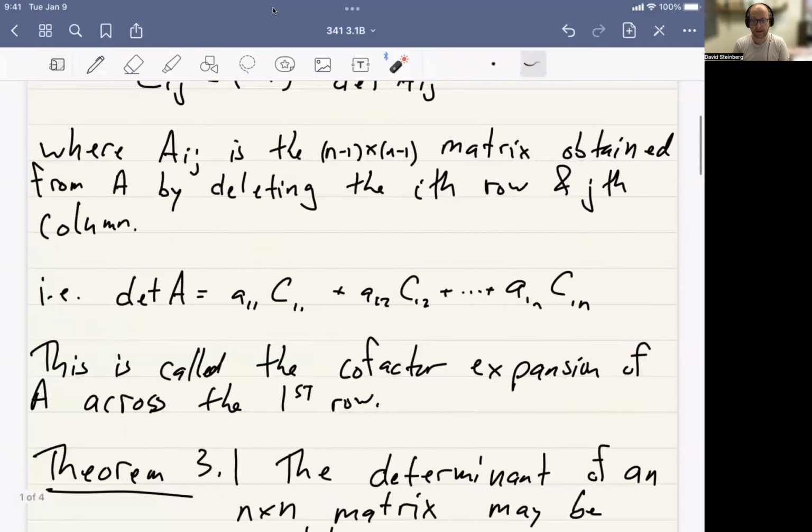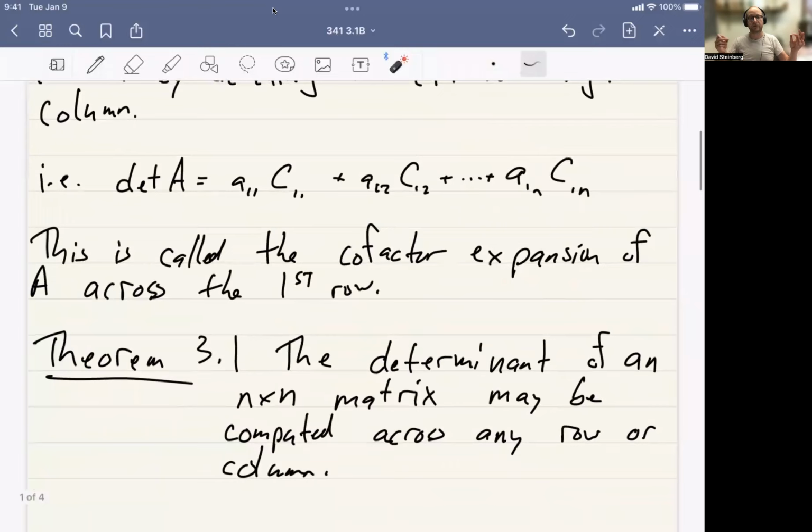And the first theorem we get is that actually there's nothing special about the first row or the second row or the first column or second column. We could have computed the determinant using any one of these rows and columns. In particular, the determinant of an n by n matrix can be computed across any row or column.